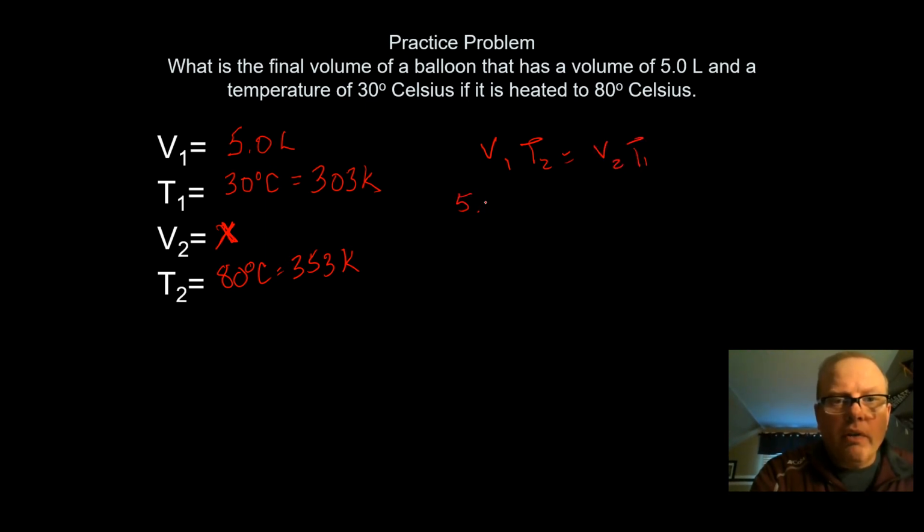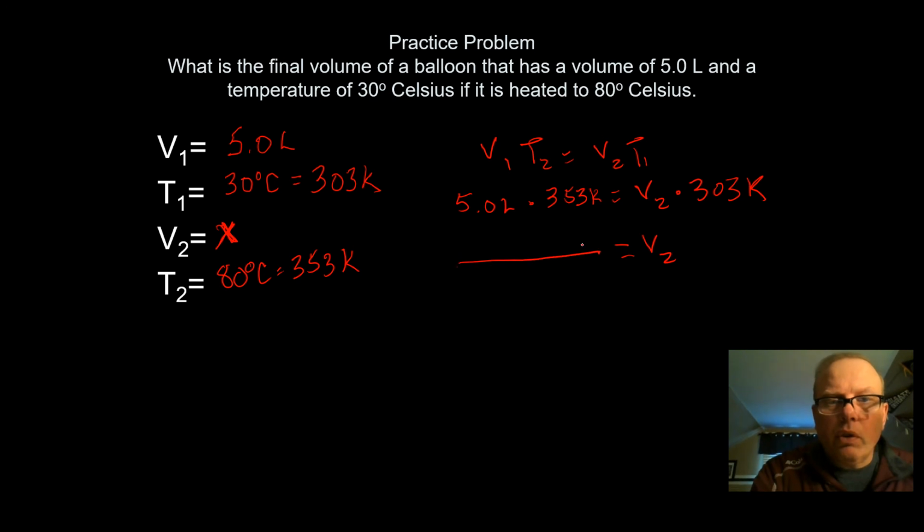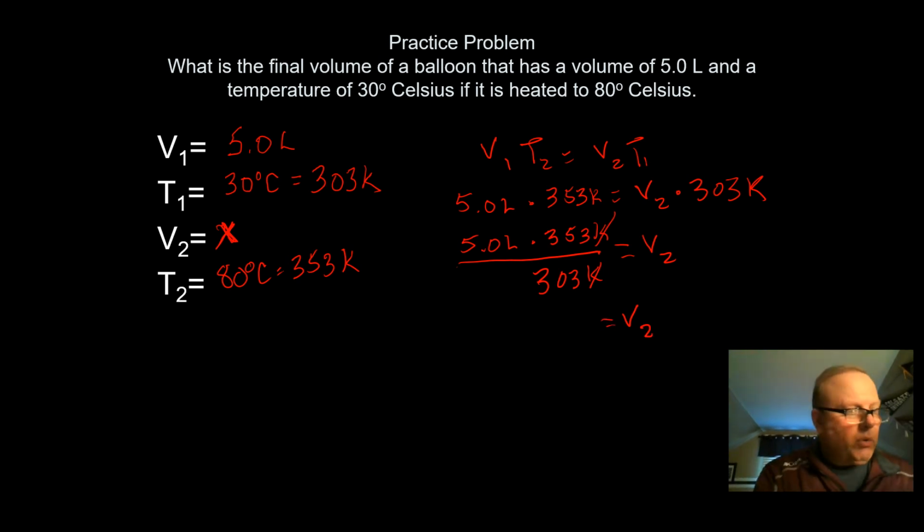So my formula, V1 T2 equals V2 T1. Initial volume is 5.0 liters times T2, which is 353 Kelvin, is equal to V2, which I don't know, times T1, which is 303 Kelvin. Then I set it up to solve for V2, and I have 5.0 liters times 353 Kelvin. Dividing that all now by the 303 Kelvin, this is how the Kelvins will cross out. The only unit left is the liters, and V2 will end up equaling, I'll turn my calculator on here, about 5.7 liters in size.